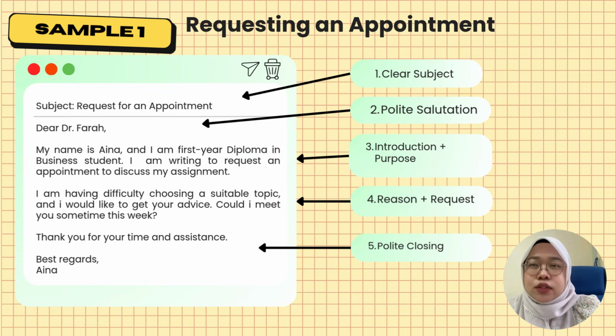Okay, now I'm going to show you 3 samples of request emails. The first one is on requesting an appointment. The second one, requesting information, and the last one, requesting permission. In sample 1, Aina requests an appointment to discuss her assignment topic. Notice how she gives a brief context before asking to meet.